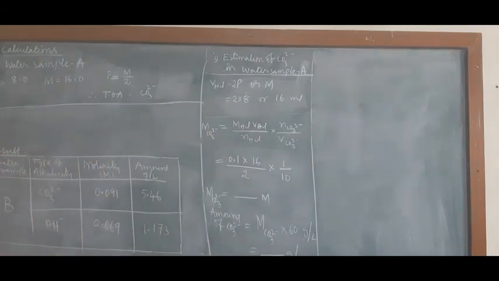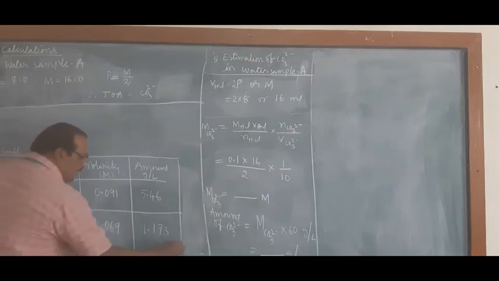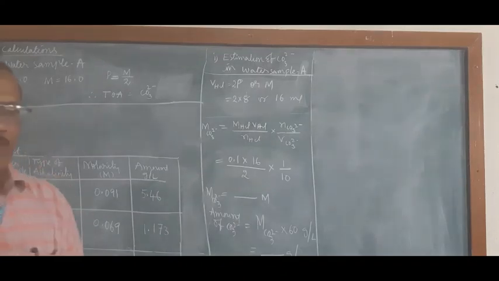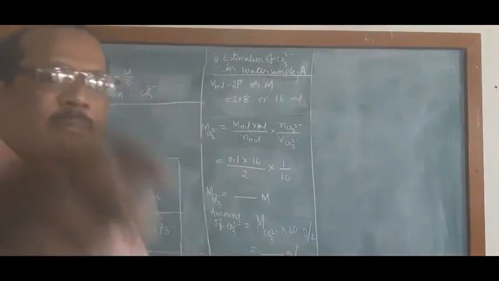In water sample A, what's the relation between P and M? P is equal to M by 2, so that only carbonate is there. Write its molarity and its weight in the result box, like this. Alkaline species amount can be determined.